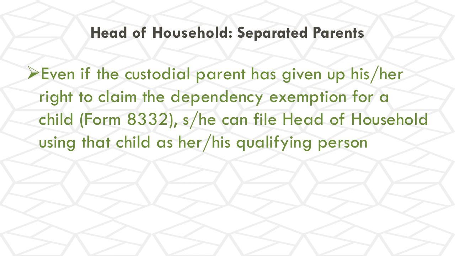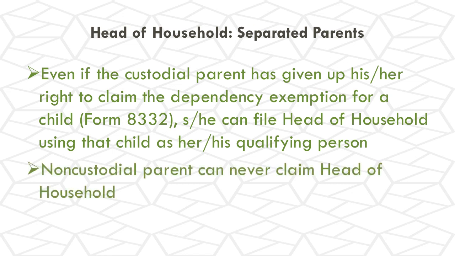All right, so once again, let's just review what happens with this division of benefits form. If the custodial parent has given up his or her right to claim the dependency exemption for a child by signing that division of benefits form, the child can still be his or her qualifying child for head of household. Okay, so the non-custodial parent can never claim head of household unless he or she has some other qualifying person living in their household that does qualify them.